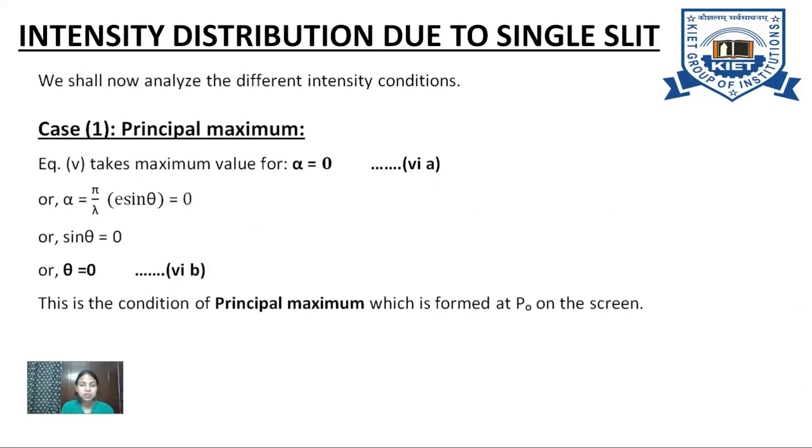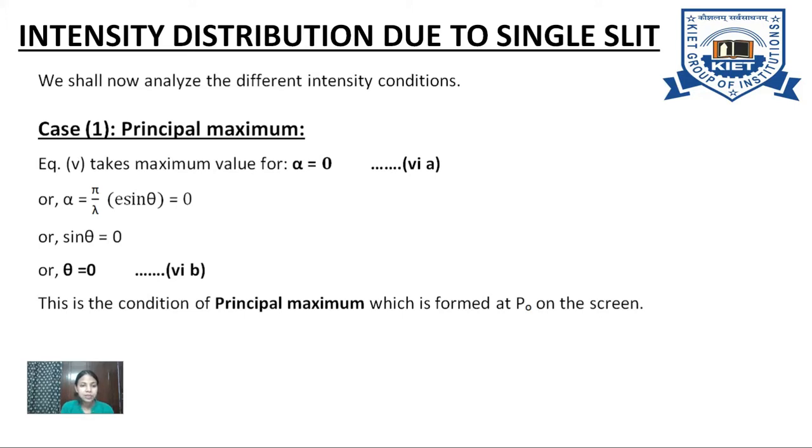Intensity distribution due to single slit. We now have to analyze the different intensity conditions. So the first one that we consider is principal maximum. It is also called central maximum.